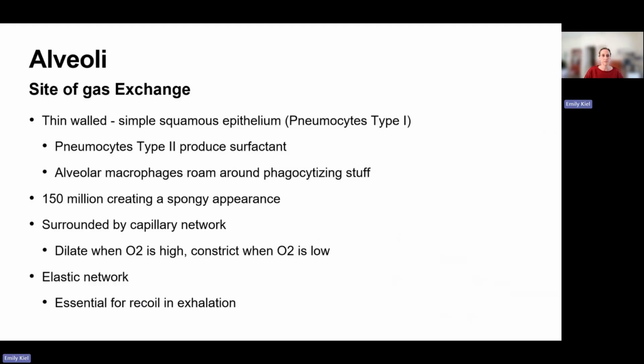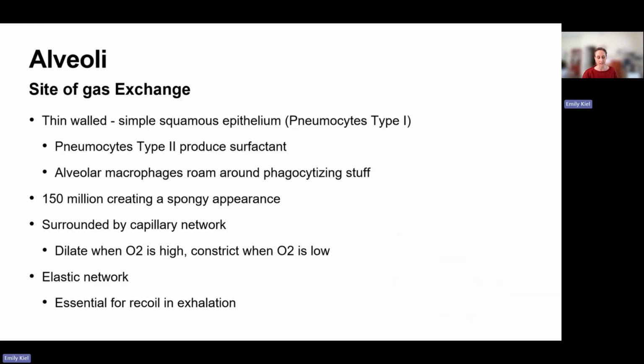And then in our alveoli, we've got these alveolar macrophages that are roaming around and phagocytizing stuff, getting rid of any debris or pathogens that ended up getting down there. There are about 150 million alveoli, and they're surrounded by a really prominent capillary network, and we need that again for our gas exchange. These capillaries will dilate when the oxygen level in the alveoli is really high and constrict when the oxygen level is low, and that's going to direct our blood flow to the alveoli that have the most oxygen so that we can be most efficient.